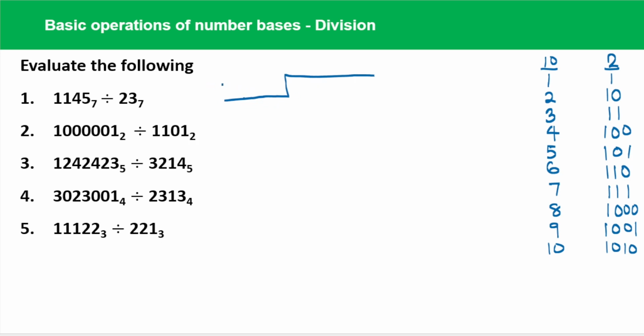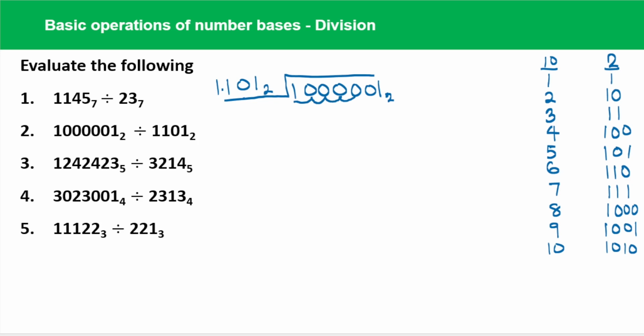We have 1000001 base 2 to divide by 1101 base 2. Now we have 1101 base 2. 1101 in 1, that's impossible. We combine with the next digit, that will still be impossible. We combine with the next digit, that's still impossible. We combine, that will still be impossible. Now with the next digit, that's 10.